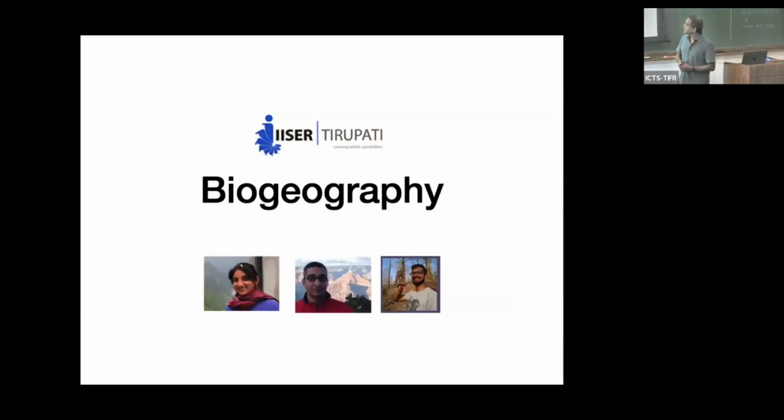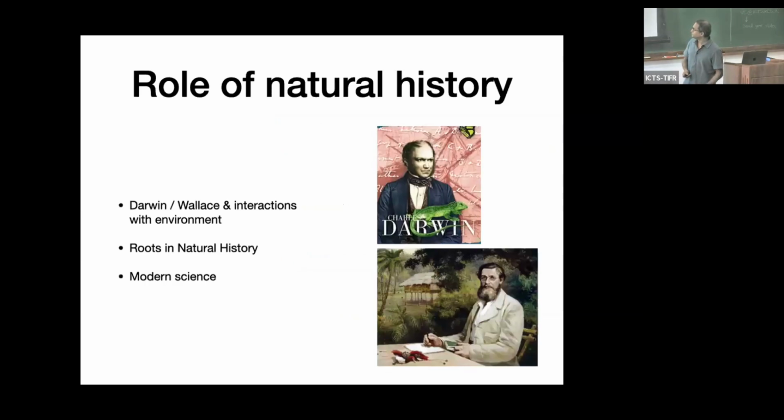So biogeography, I have to first acknowledge that a lot of the theoretical initial slides come from Guha, and a lot of the introductory work was done when I was in Uma's group, and a lot of the recent work comes from what I've learned from Naman, who's my PhD student working on many aspects of biogeography.